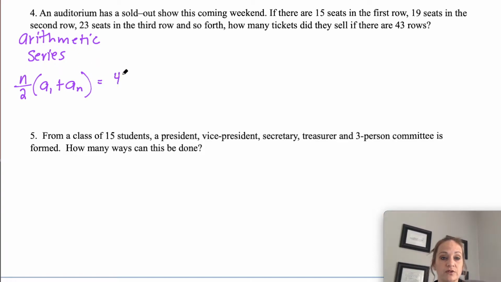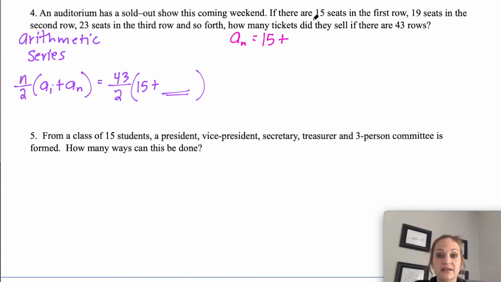So we know that there's 43 rows, and we know that there's 15 seats in the first row. We do not know how many seats are in the last row. So what we do is we come over here to the side, and we're going to have to figure it out. We want to know in the last row, in the 43rd row, how many seats that is. So we're going to use the formula, the first number, which we know is 15, plus the common difference, which we know is 4, because you add 4 each time, times n minus 1. And we know n, it's 43. We know how many rows there are.